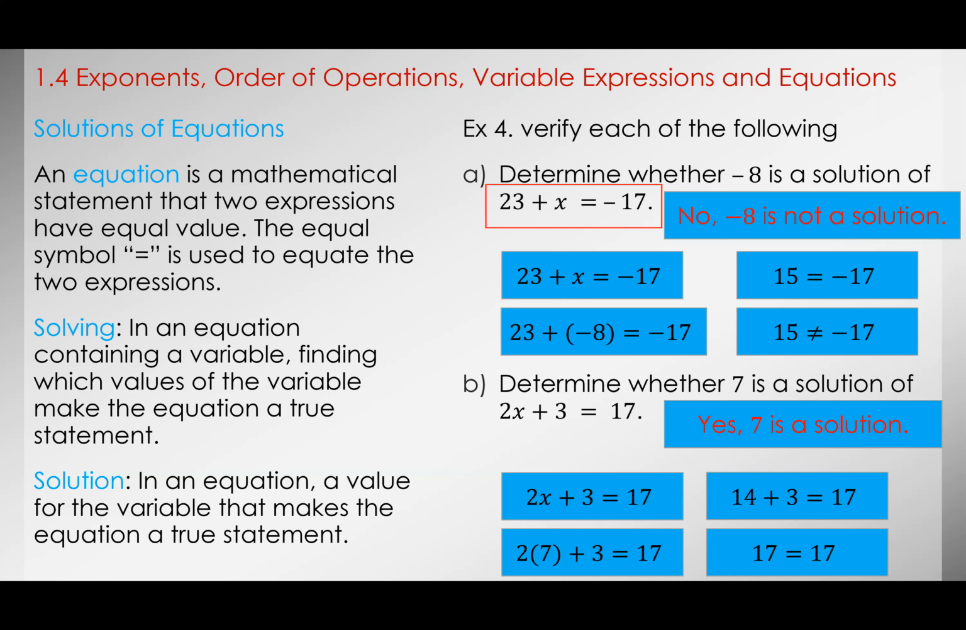So therefore 17 equals 17. Because they are equal, number 7 is a solution for this particular equation, okay? And that's all they ask you to do: can you verify that this item here is equal to this item?